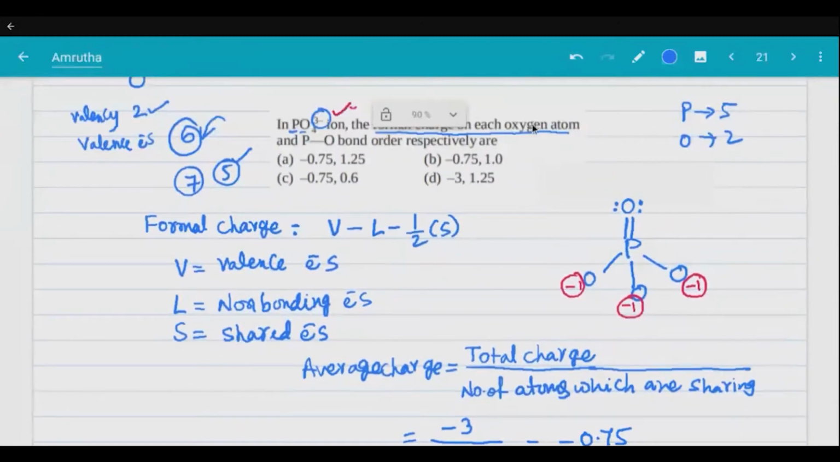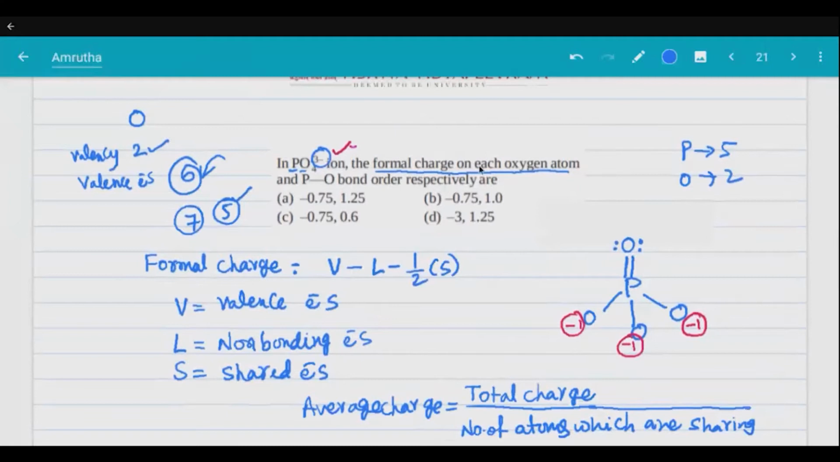So look at the options. -0.75 is present in almost 3 options. So this cannot be the answer. We eliminated one option because -3 cannot be the answer. -3 by 4, that is the average charge.